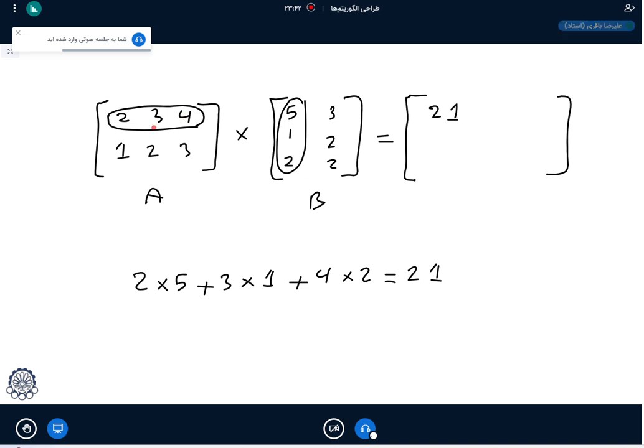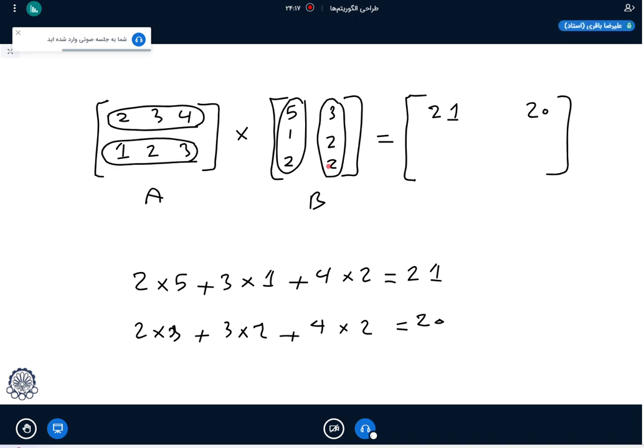Then the first row of A is multiplied by the second column of B. 2 is multiplied by 3 plus 3 is multiplied by 2 plus 4 is multiplied by 2. The result is 20. Here is 20.